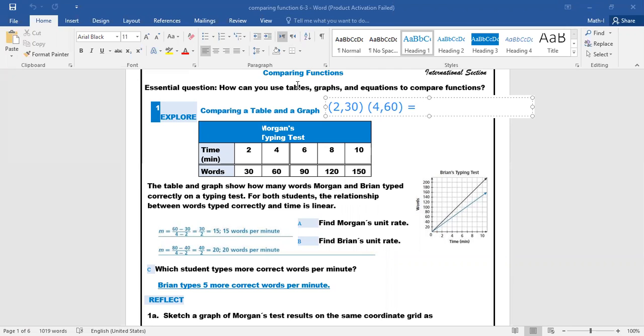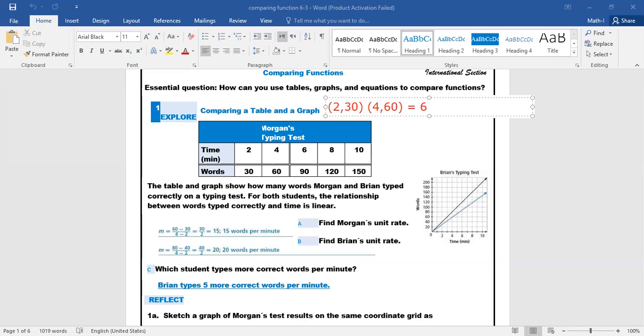Could you please tell me how we can calculate the slope? y2 minus y1 over x2 minus x1. Exactly. So could you please tell me how we are going to substitute in these two ordered pairs? It will be what?